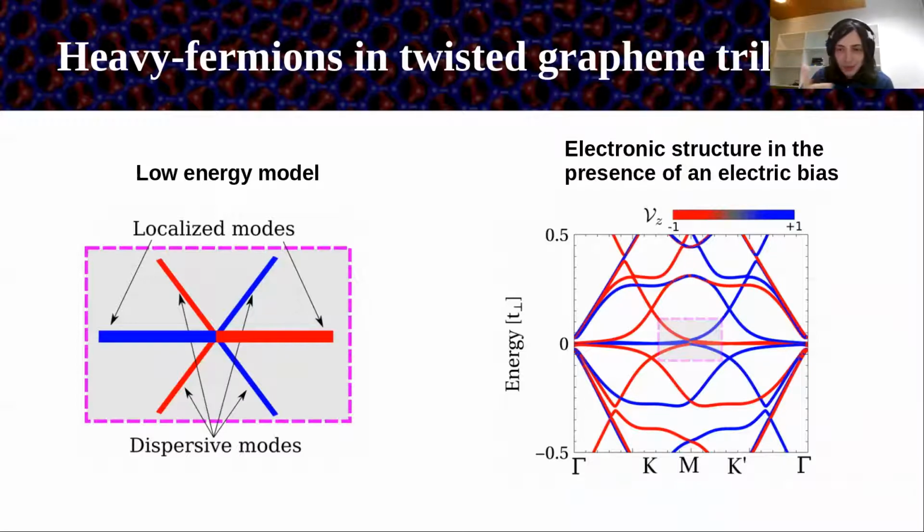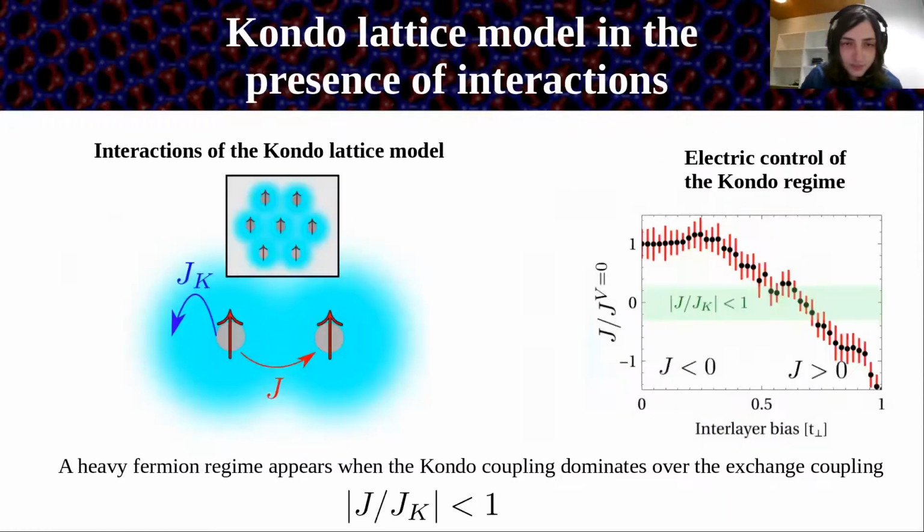So if we take this system and we compute the electronic structure with an applied bias, we actually see something interesting. And of course, many of you are already familiar with this. Essentially, we see that at charge neutrality, there's a very flat band, but this very flat band coexists with dispersive states. And you can think that in a minimal, sketchy way, this flat band can become correlated and develop local magnetic moments, and at the same time coexist with the dispersive modes. And this is essentially what we needed for having heavy fermion physics.